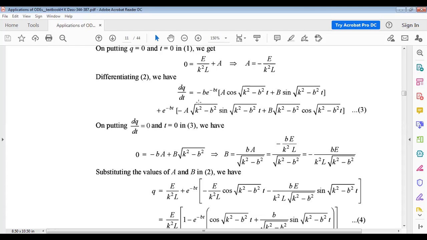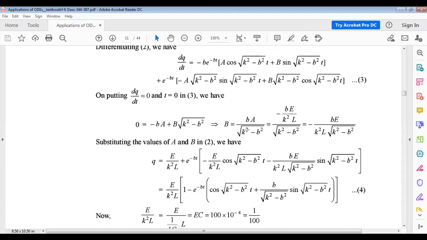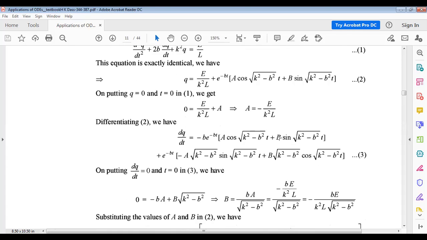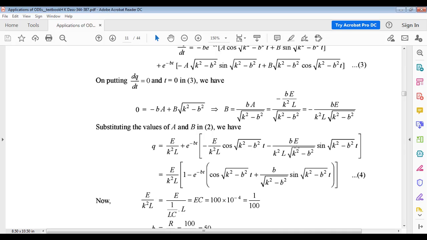So I have minus b e to the power 0, which is 1, minus b a cos 0, which is 1, so minus ba plus b into this equals 0. B equals what will be this. Putting the value of a from here, we get this. So the total value of b will be this. Now substituting the values of a and b in equation number 2, we get this whole expression, and this is the q.